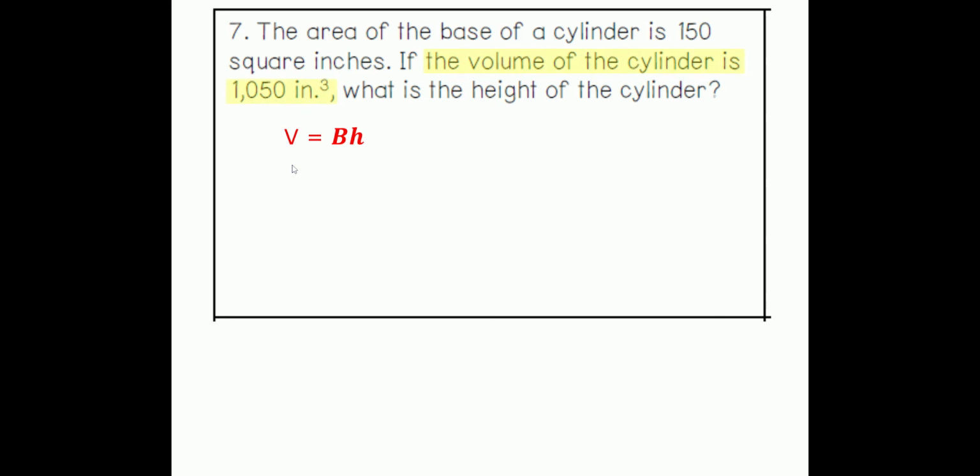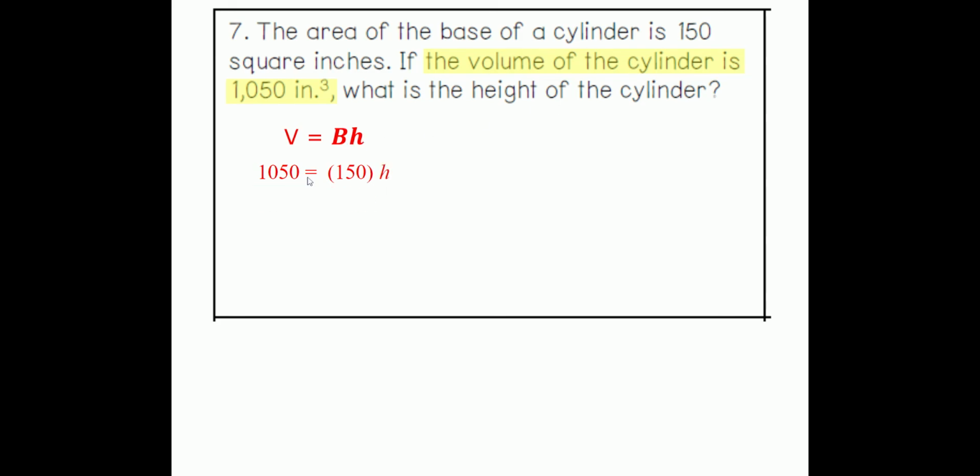So the volume of the cylinder is 1,050. So we're replacing V with 1050. Big B is 150. Height is what's missing, so we're leaving it as H.